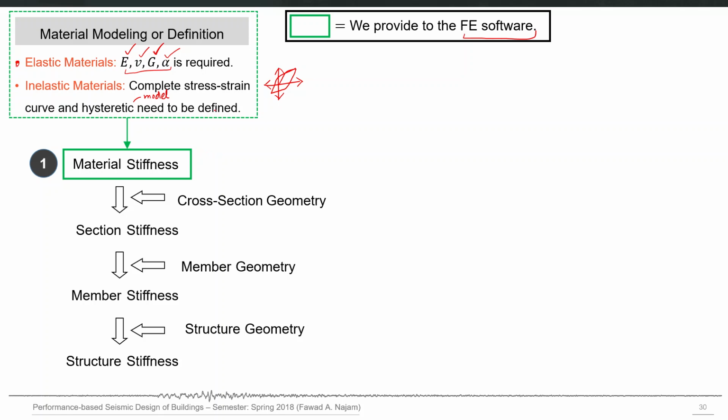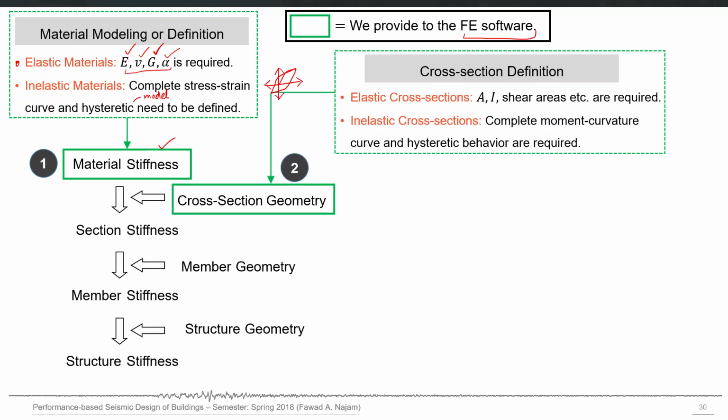So all those boxes which are green in color we have to provide to the finite element software. The second step would be the cross-section shape or cross-section geometry, and if we are performing the linear elastic analysis, we have to define an elastic cross-section of all of the elements which we are going to use in our structure, and some of the properties which will be required will be cross-sectional area, second moment of area, shear areas, for example.